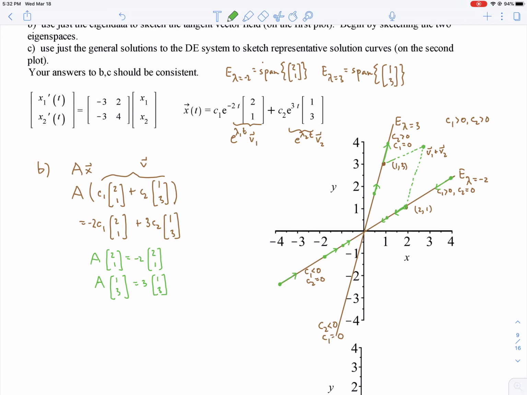And A times (-1, -3) is the opposite of A of (1, 3), so that vector is the opposite of the one I drew in the first quadrant. And similarly, when I scale the points, I just scale the tangent vectors the same way. Okay, so that was a lot of work. Now let's see what the tangent field looks like between the eigenspaces.